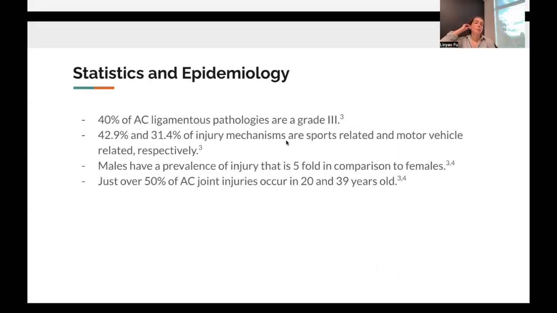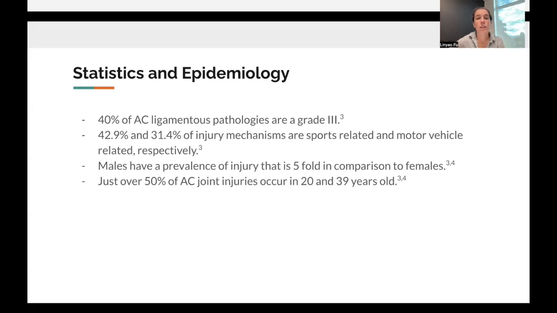As for statistics and epidemiology of this injury, as I said before, type 3 is the prominent grade of this type of injury. And so it accounts for about 40% of the AC ligamentous pathologies. As for the mechanism, as I said before, it is usually a traumatic injury. And so 42% is sports related, whereas 31.4% is usually motor vehicle related.